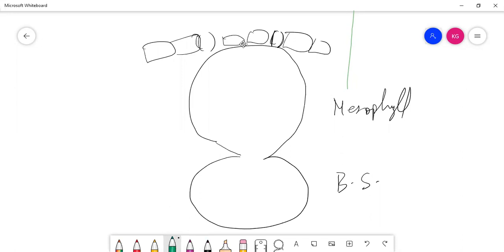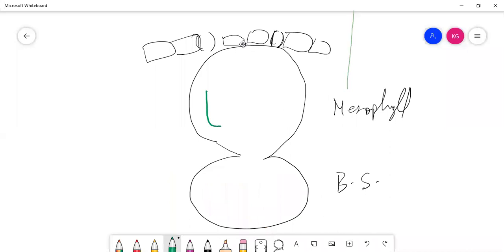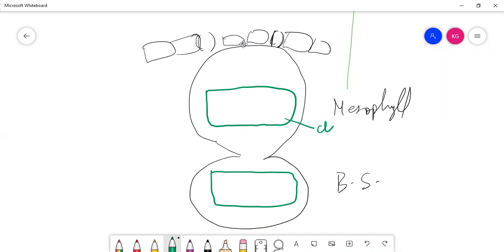ठीक है. अब देखो, इनके क्लोरोप्लास्ट भी हैं दोनों में. ये देखो, this should be very very clear. This is the chloroplast of mesophyll. And this is the chloroplast of bundle sheath. अब कौन सी रिएक्शन कहाँ हो रही है? You should keep this in mind. This is the chloroplast. This is also the chloroplast. ठीक है. Now let us see this.